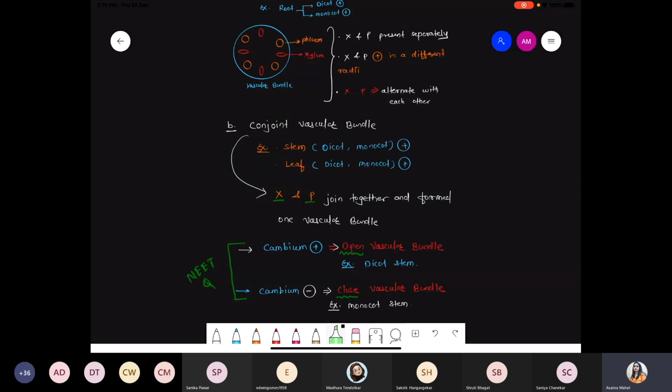Such a vascular bundle is called radial, where each different vascular bundle gets formed. Xylem is separate, phloem is separate. But in case of conjoint, xylem and phloem attach with each other, right? So that's what is called conjoint. If cambium is present between them, now they are called open vascular bundle. If cambium is absent, such a condition is called closed vascular bundle. Done? So we are taking the diagrammatic representation, so we'll get a clear idea.